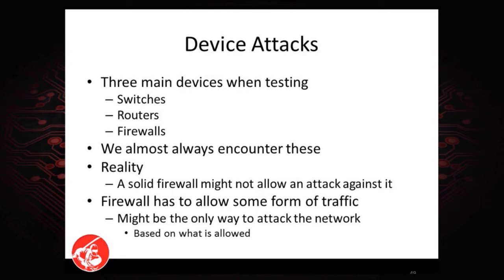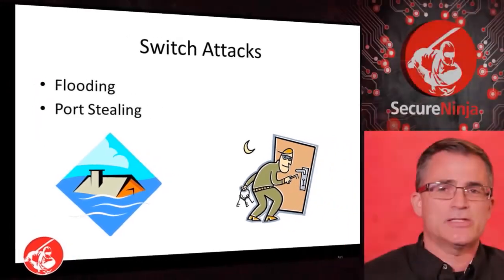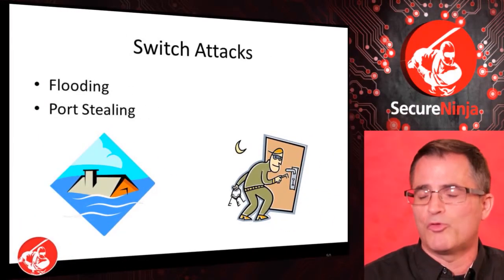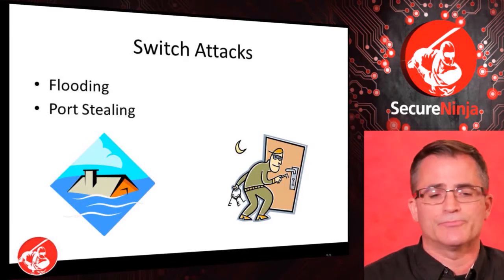But the good news is, the firewall is not really a wall. All right? It allows ports. So since it allows ports or services, we'll be able to attack those services. It has to allow some form of traffic. That's our advantage. It might be the only way to attack the network, is what is allowed into the network if it's a good administrator environment. Switch attacks. We can either flood the switch in most cases or do what's called port stealing. These are two main attacks we like to do against switches.